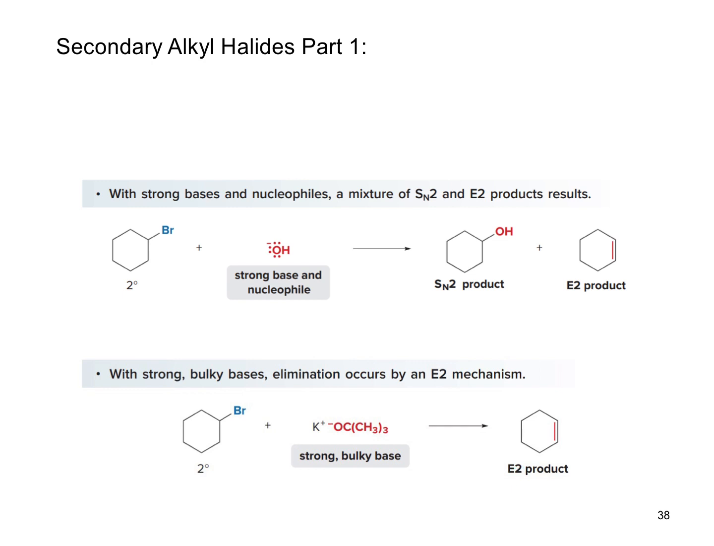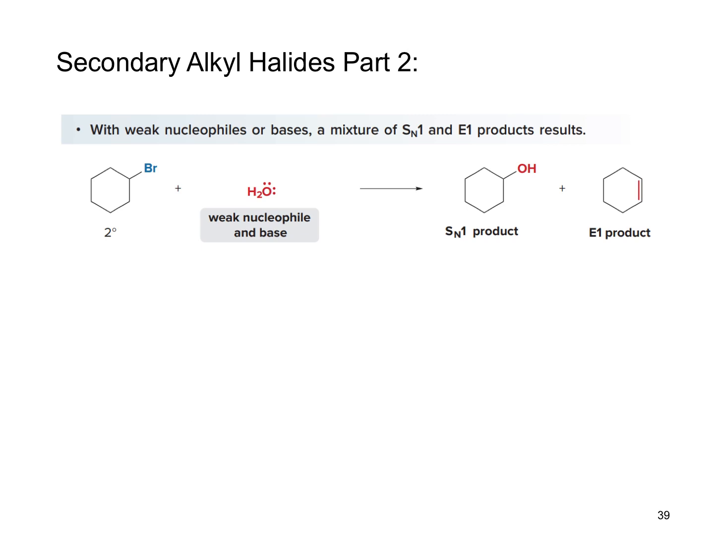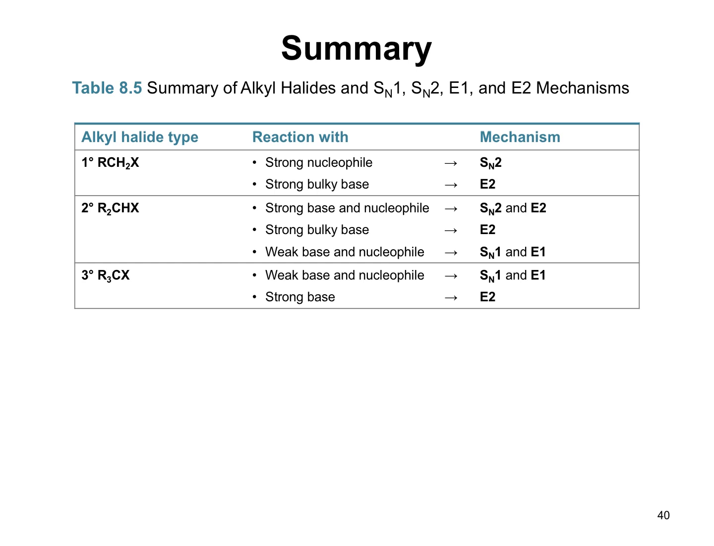Now, with weak nucleophilic bases, right, and a secondary alkyl halide, you are going to get a mixture of SN1 and E1 products. So sometimes the questions will ask you to predict both the substitution and elimination products there. So I love this summary table because it shows us primary, secondary, and tertiary, whether it's a strong nucleophile and a bulky base, right? And then what the primary mechanism would be.